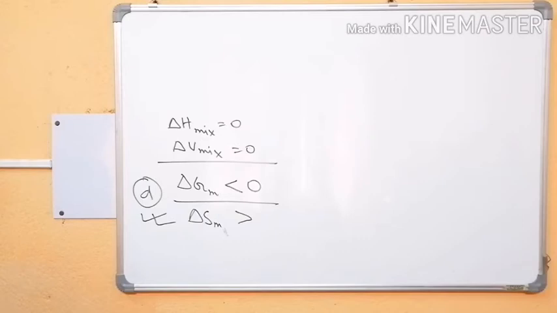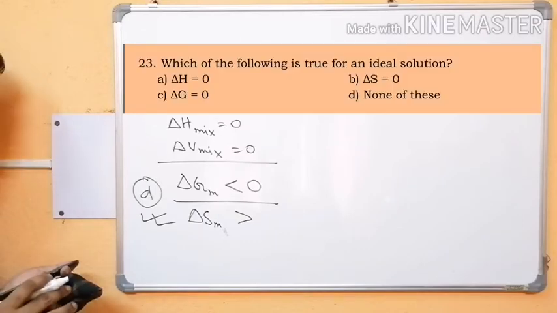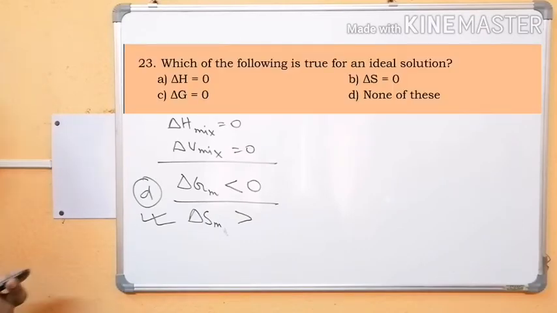Let's move to the next question. Which of the following is true for an ideal solution? Delta H is 0, that is true. Delta S is 0, no. Delta G is 0, no. None of these. So you can get the answer, that is the first option. Next question.